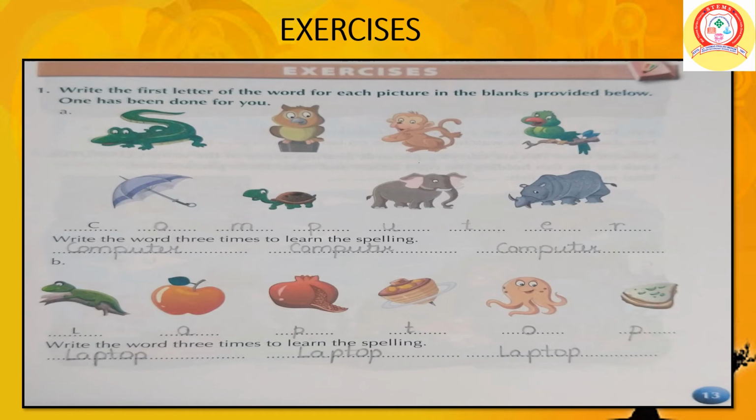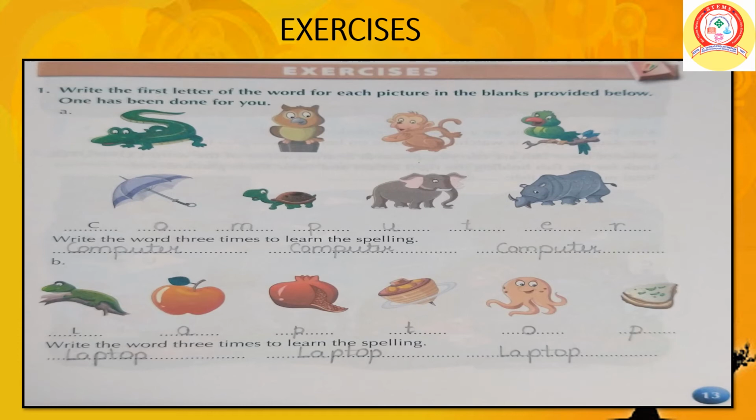What is the first one? Tell me, children. First one is a lizard. From the lizard, the first letter is L. From the apple, the first letter is A. From pomegranate, the first letter is P. From top, the first letter is T. From octopus, the first letter is O, and from pizza, the first letter is P.